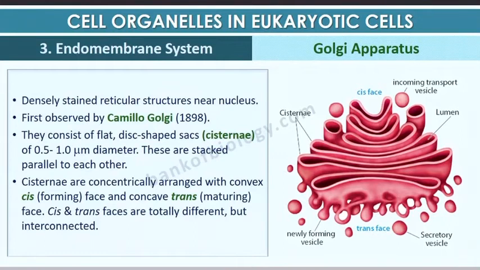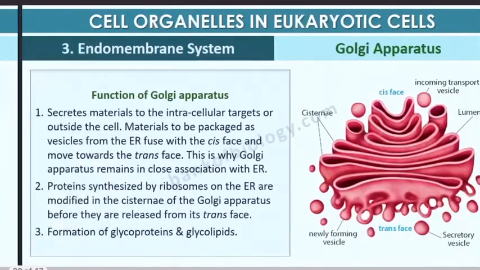So the Golgi apparatus consists of flat, disc-shaped sacs, bag-like structures. Sac means bag-like structures, cisternae, measuring 0.5 to 1 nanometer in diameter. These are stacked parallel to each other. Look at that. They are situated one above the other. Cisternae are concentrically arranged with a convex, that's why cis, forming phase, and a concave trans maturing phase. So one is the younger one, the cis phase, and the trans phase is the matured one. Cis and trans phase are totally different, but they are interconnected as you are seeing it. There is a lumen also in the center.